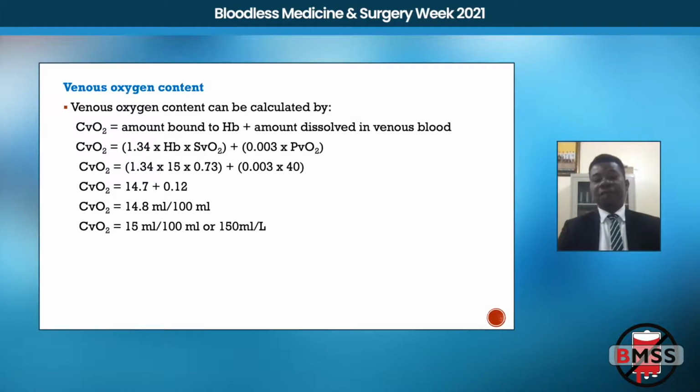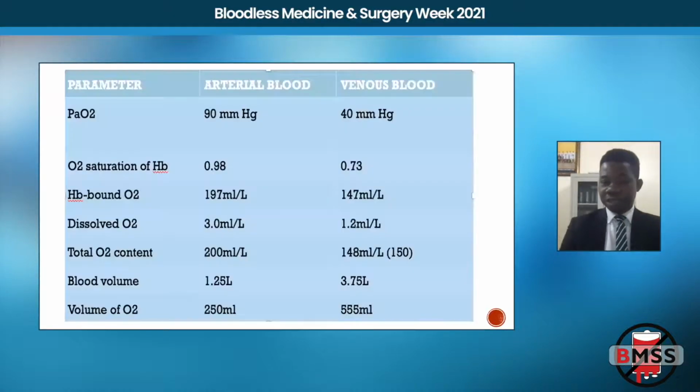Now, if we also take into consideration the venous oxygen content, yes, the venous blood also contains oxygen. If we take that into consideration, we'll understand that the venous blood also has about 150 ml per liter of oxygen. Remember that the arterial blood has 200 ml per liter of oxygen, whereas the venous blood has 150 ml per liter of oxygen available to the patients.